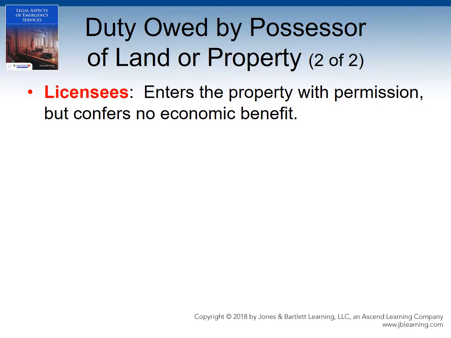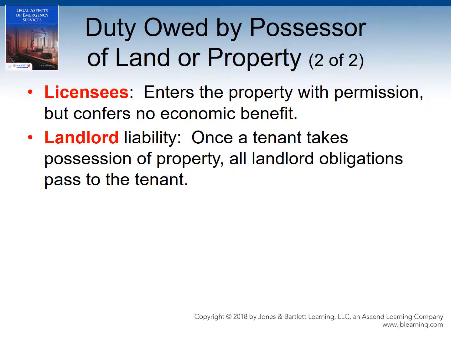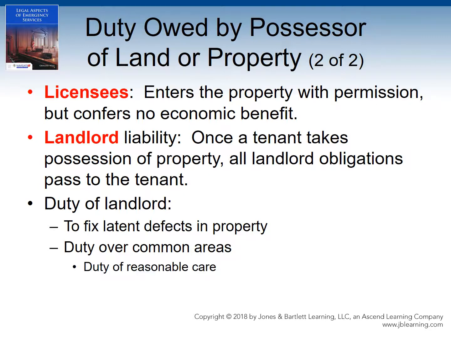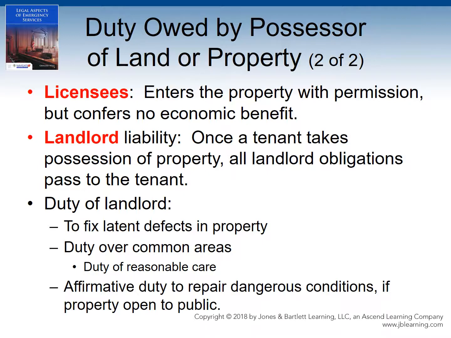Being a landlord does give rise to some unique wrinkles in the duty owed to those on the landlord's property. To begin, once a tenant takes possession of a property, all landlord obligations pass to the tenant. There are exceptions, however, where a landlord is still ultimately responsible for his or her property. These duties include the requirement to fix latent defects in the property, an overall responsibility for common areas on the property, which includes a duty of reasonable care, and if the property is open to the public, the landlord retains an affirmative duty to find and repair dangerous conditions that exist on the property.